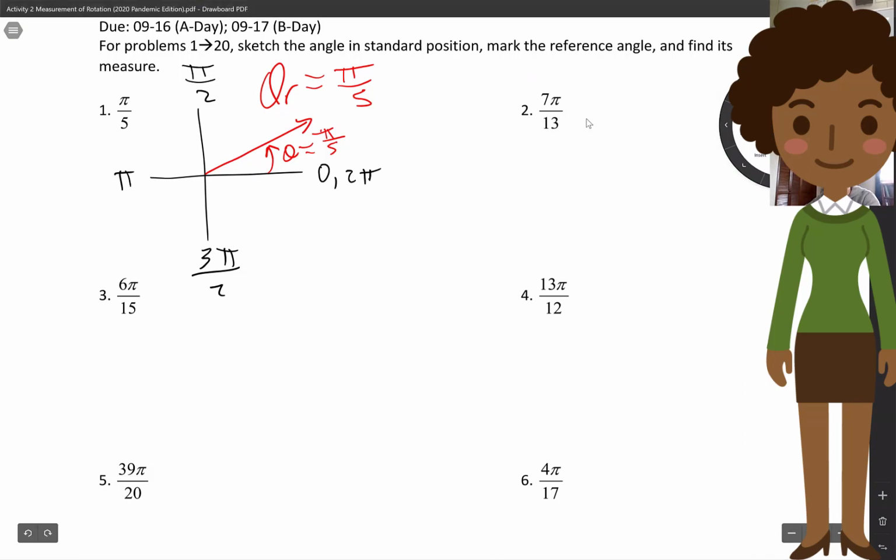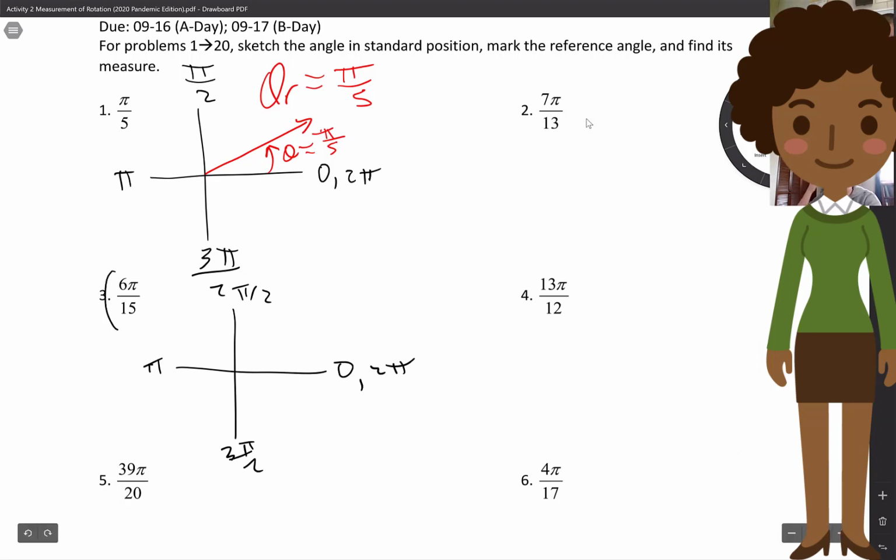All right. So 6 pi over 15. I do my little grid, and then I say, okay, let's start. I'm going to say that's 0. Here's pi over 2. This is pi. This is 3 pi over 2. And this is 2 pi. So maybe this helps.